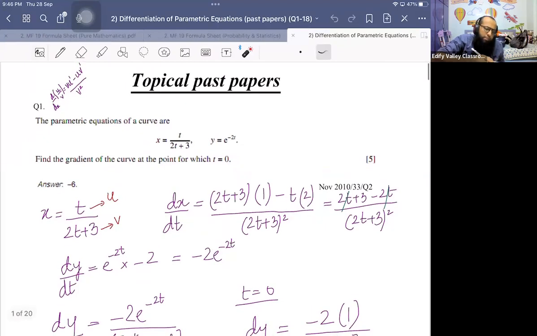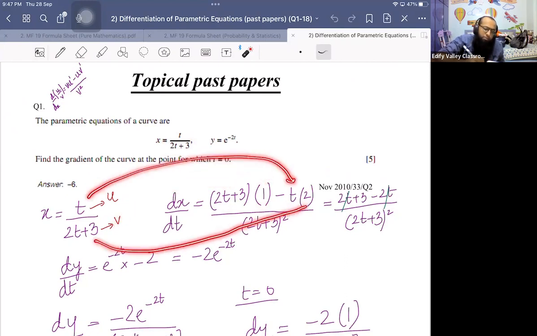So x equals t over 2t plus 3. We are going to differentiate it using the quotient rule, u over v. Then it's vu prime, v as it is copied, the differentiation of t is 1. vu prime minus uv prime. So u is t and v prime is 2. vu prime minus uv prime over v square, so 2t plus 3 whole square.